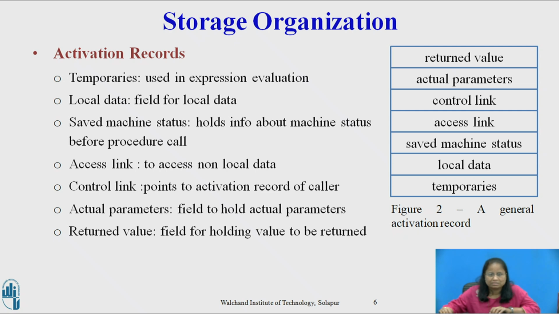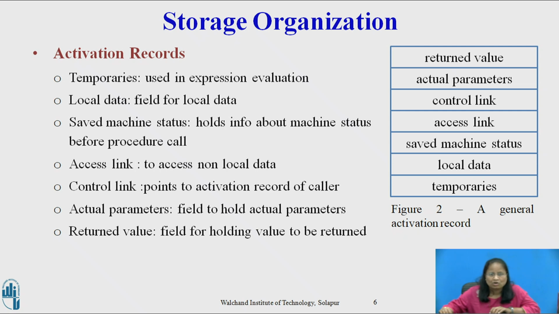Saved machine status. The field for saved machine status holds information about the state of the machine just before the procedure is called. This information includes the values of the program counter and machine registers that have to be restored when the control returns from the procedure.